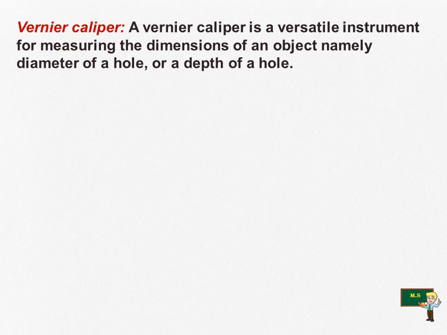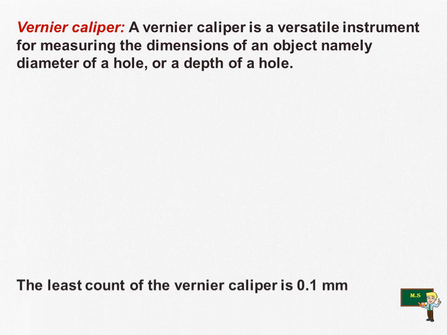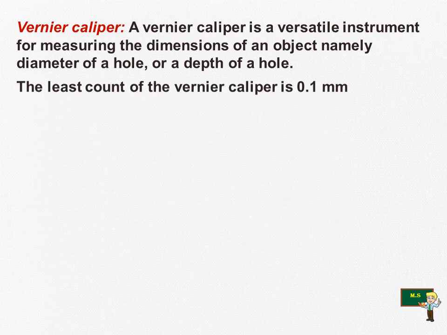Now let's see about the vernier caliper. A vernier caliper is a versatile instrument for measuring the dimension of an object, namely diameter of a hole or a depth of a hole. The least count of the vernier caliper is 0.1 millimeter.